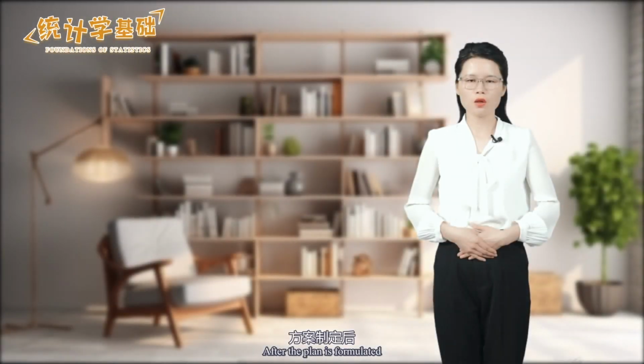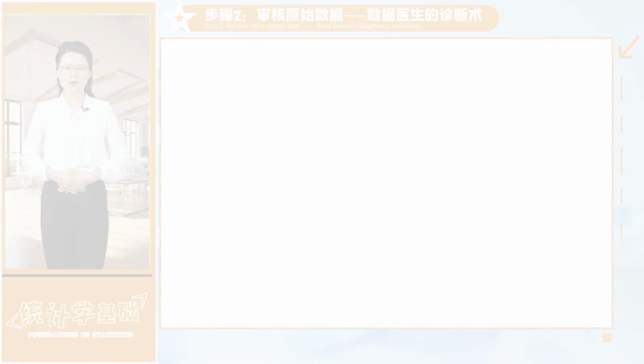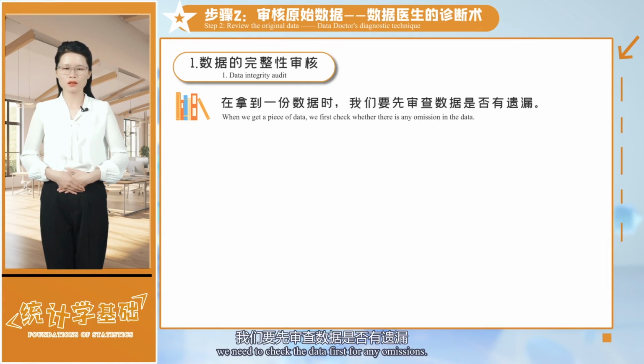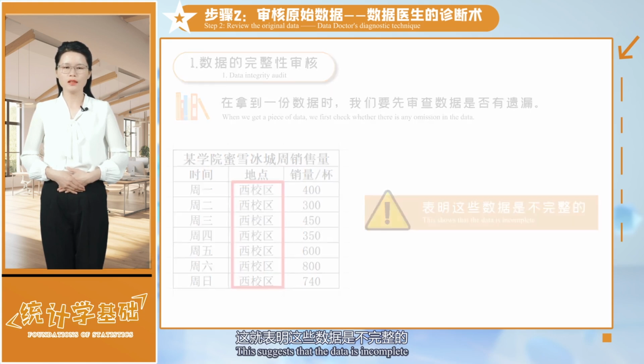After the plan is formulated, we will next review the raw data. This step is the gatekeeper to data quality. So let's see how we can do this. First, check the completeness of the data. When receiving a piece of data, we need to check the data first for any omissions. For example, a college has 2 campuses, and it was found that the college only collected the West Campus Mixed Bing Cheng's weekly sales data, not data for another campus. This suggests that the data is incomplete.